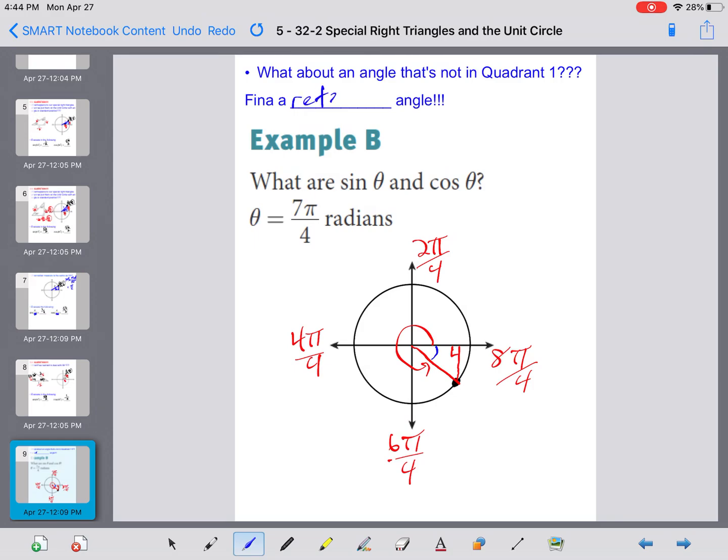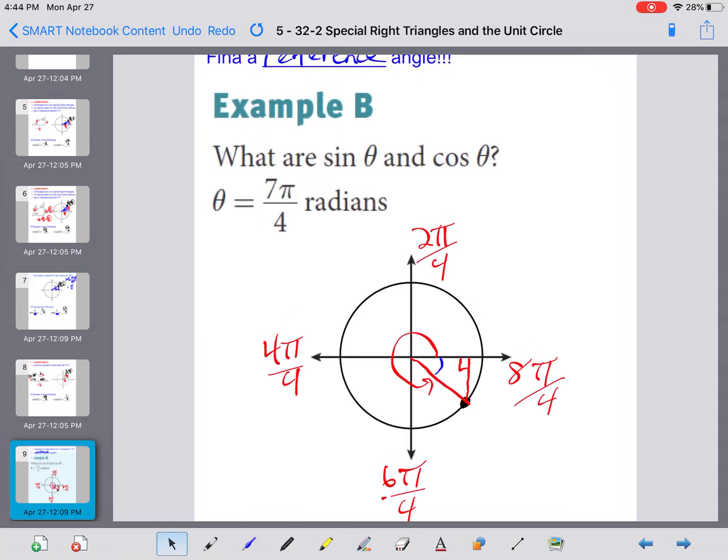When you're doing an angle that's not in quadrant 1, you're going to have to find a reference angle and then deal with that new triangle to find the value. Now think about this. This is the same pi, so this angle here is pi over 4. So the reference angle is pi over 4. So we can use the same triangle we would have used in quadrant 1 for this pi over 4, which is the same as 45 degrees.